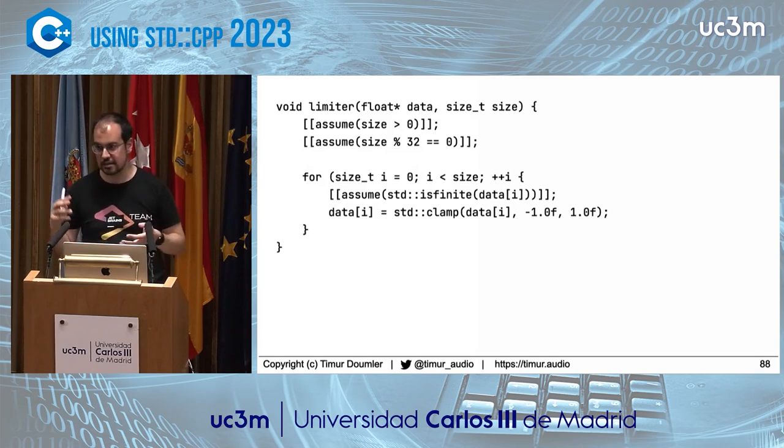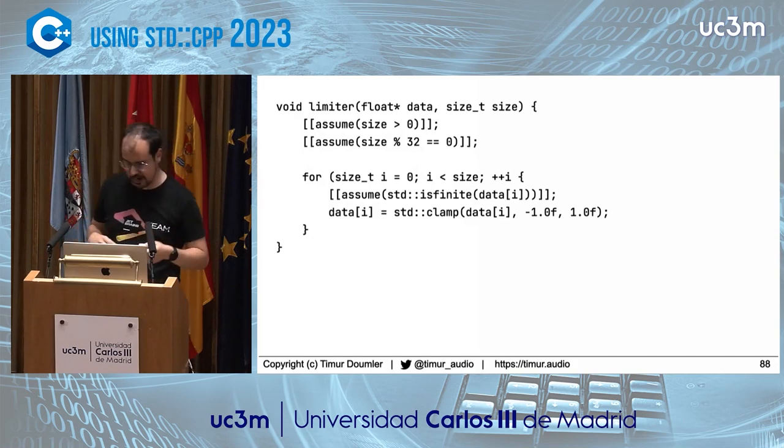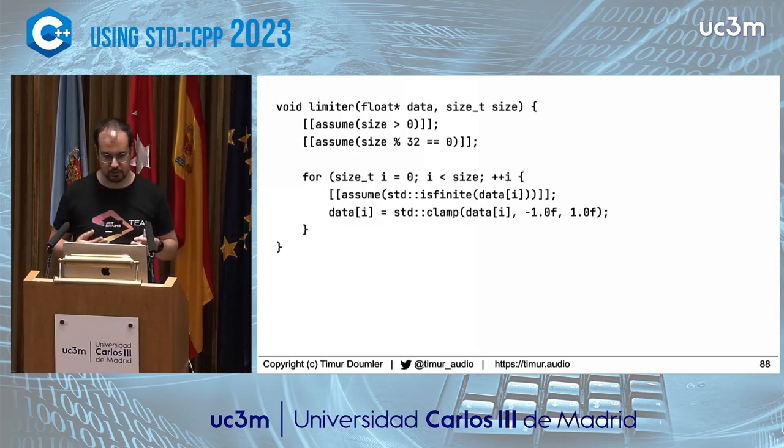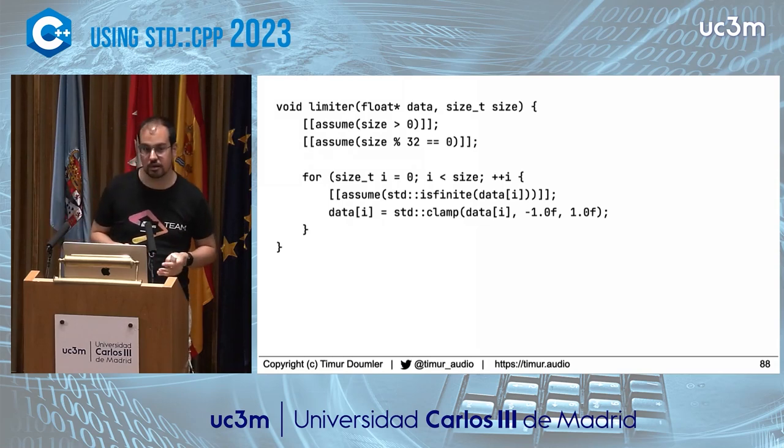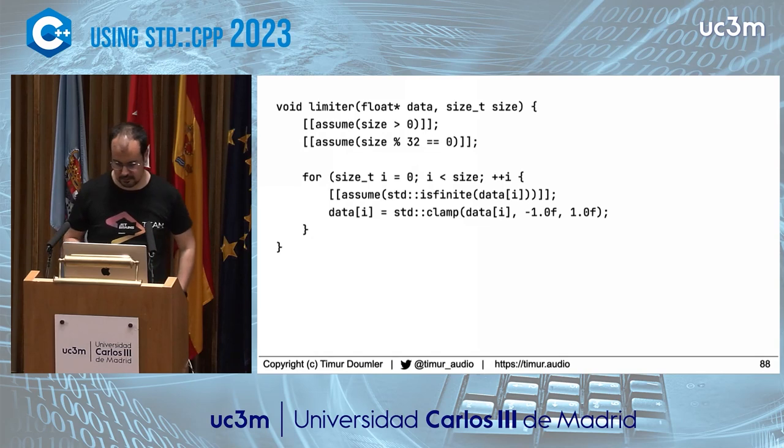I measured this on several compilers, and on some compilers you get a code reduction, where the amount of code is reduced by a factor of 2 or even 3, right? So you get much more efficient code gen.